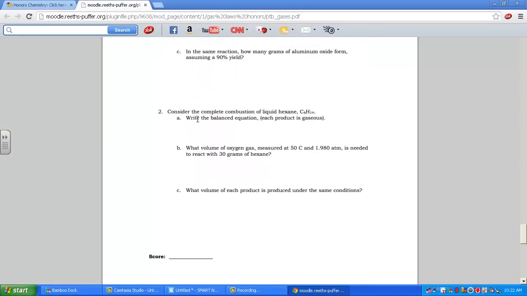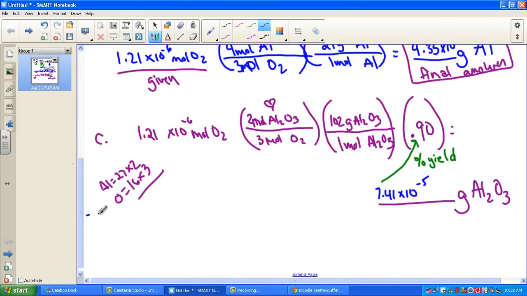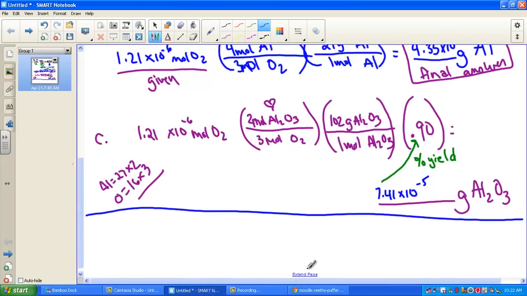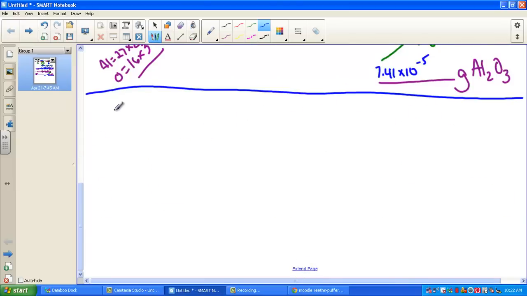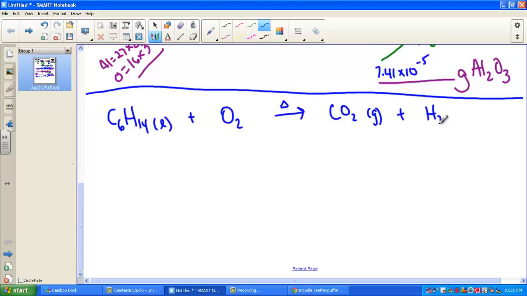We're going to combust, in our second equation, the complete combustion of liquid hexane. Each product is in the gaseous form. So hexane, C6H14. Our stoichiometry is only as good as our balanced equation is correct. So let's get this written. Hexane, C6H14 in the liquid form, is combusting. We add oxygen, and I know it's going to be quite hot. Out comes some carbon dioxide in the gaseous form and some water in the gaseous form.